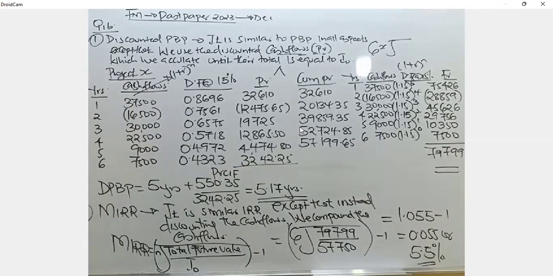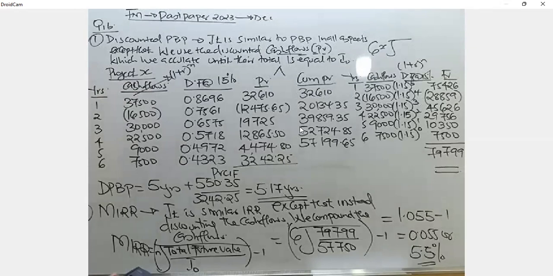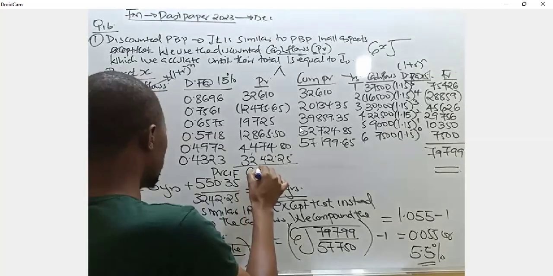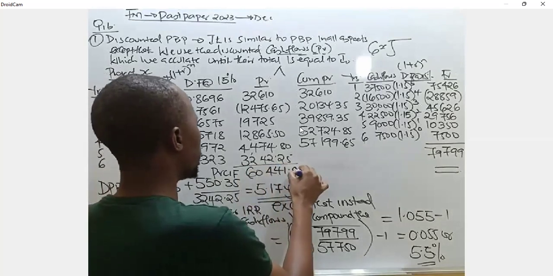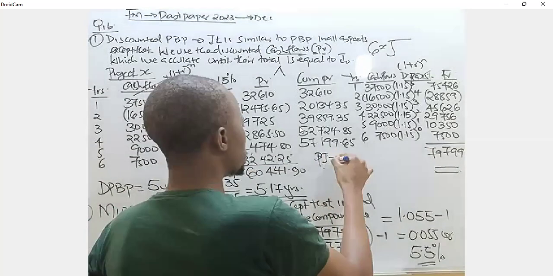So we just say that 2,610 minus 12,475.65 plus 19,725, right? Plus 12,865.50, plus 4,474.80, plus 3,242.25. The total here should be around 60,441.90.